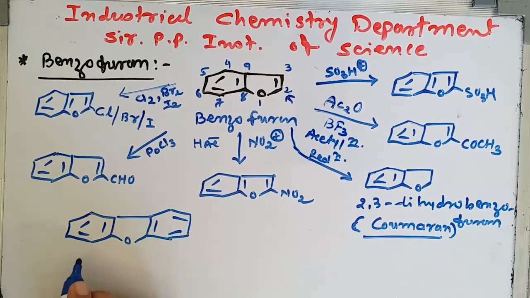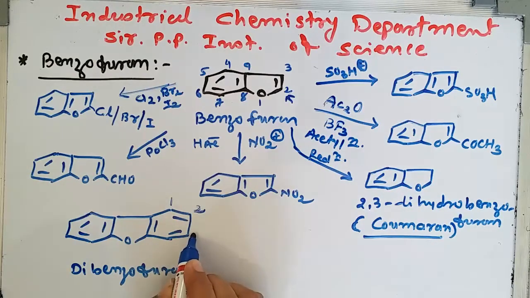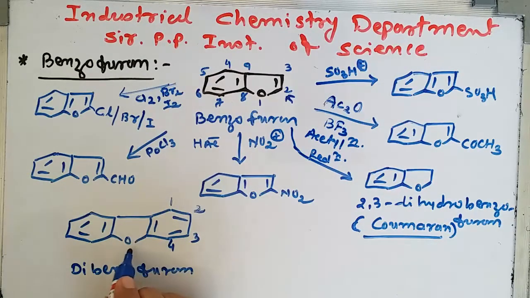This is dibenzofuran. And numbering is very important for this. 1, 2, 3, 4, and this heteroatom oxygen contains number 5, then 6, 7, 8, 9. These are the numbering of one important derivative, dibenzofuran.